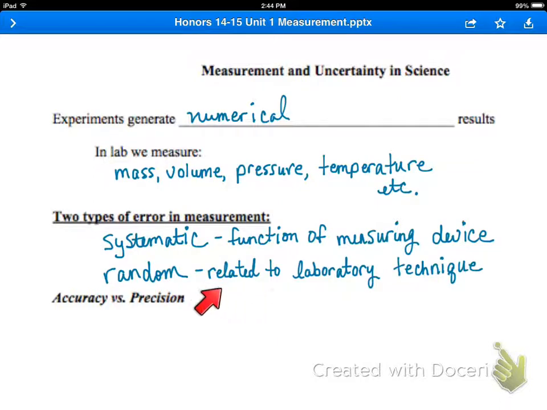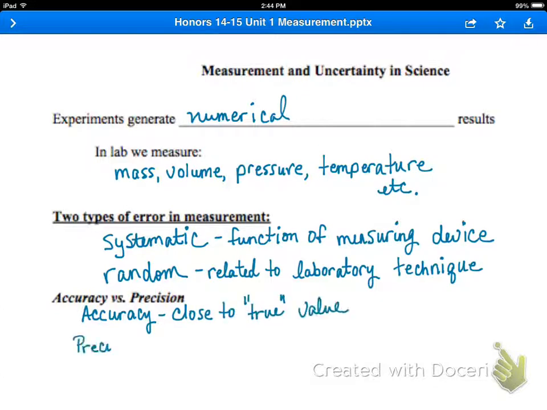Random errors are related to laboratory techniques, and those tend to be not all in the same direction. But with better and better technique, we can minimize random error, but they will never totally go away.